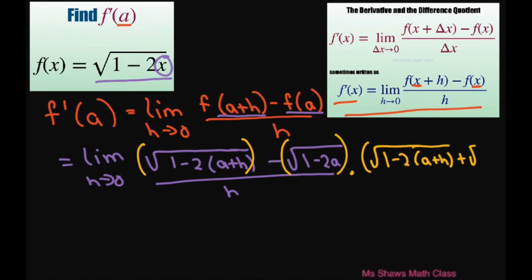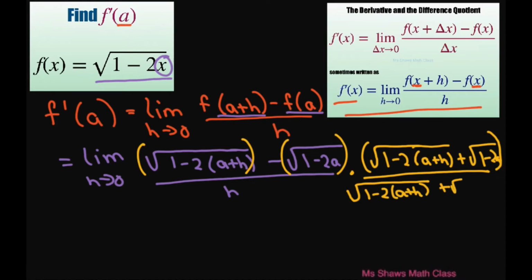plus the square root of 1 minus 2a. And then we're dividing. You have to also divide by that. So it's going to be, and I'm going to move it over a little bit so you can see it. So basically you're just copying down the same thing, but you put plus.